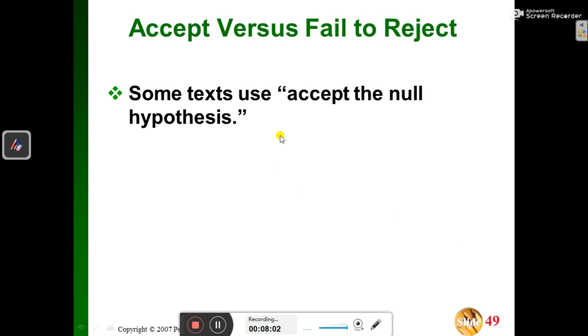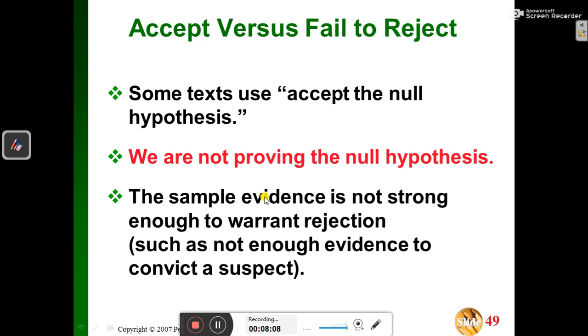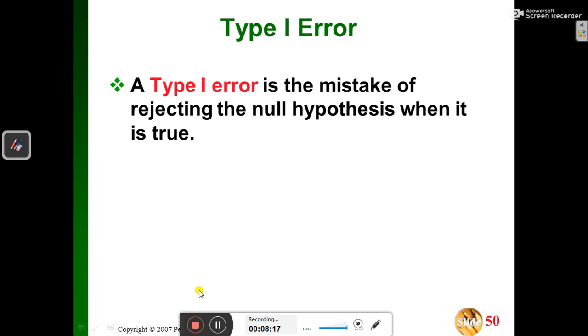Some texts use "accept the null hypothesis" in case of fail to reject. We are not proving the null hypothesis. The sample evidence is not strong enough to warrant a rejection, such as not enough evidence to convict a suspect. So what is a type 1 error?